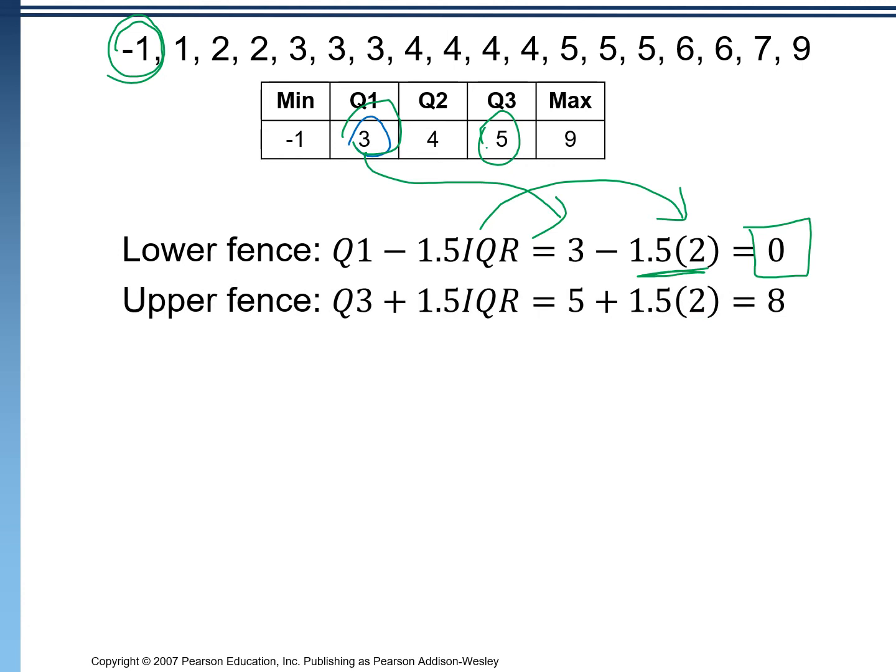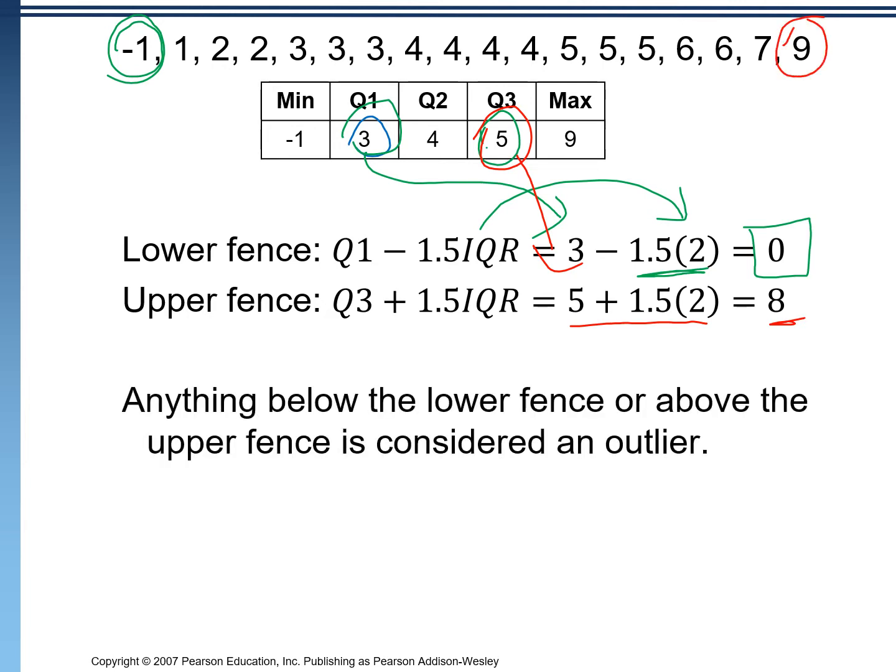Now we want to do the same thing with an upper fence. This time we take quartile 3 and we add 1.5 times the IQR. We get 8. Anything above an 8 is an outlier, which means this 9 up here is an outlier.